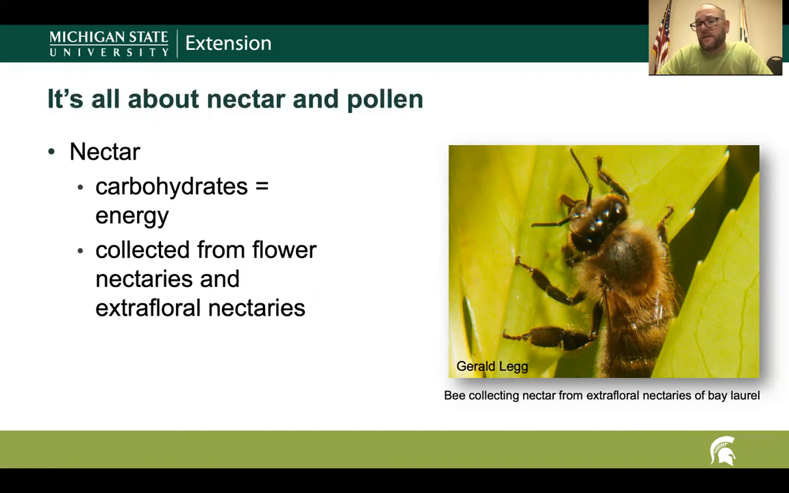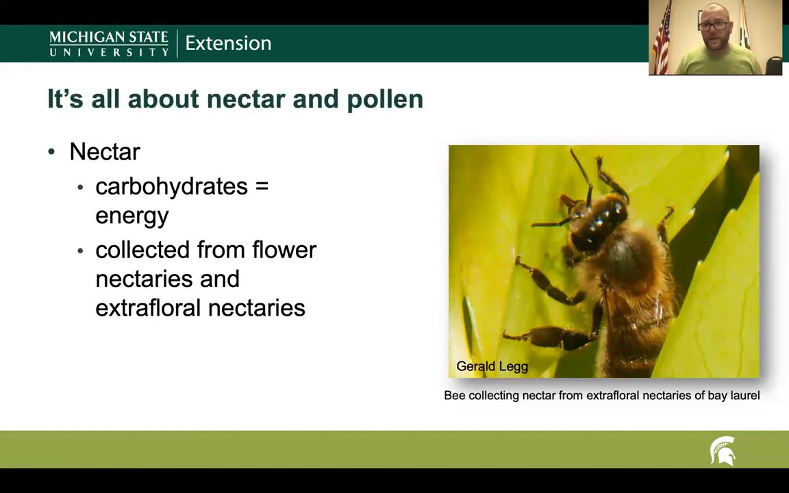Now, the reason that plants have evolved extra floral nectaries is actually from a defense standpoint. Plants that generally have extra floral nectaries usually have mutualistic relationships with insects like ants. Ants will use those extra floral nectaries, just like honeybees do, to produce energy in the form of carbohydrates. But they will not only utilize it, they will defend a plant that has extra floral nectaries. So you have a plant that is producing a reward for an insect, and that insect in return is defending the plant. This is a very common relationship that we see with ants and plants with extra floral nectaries.